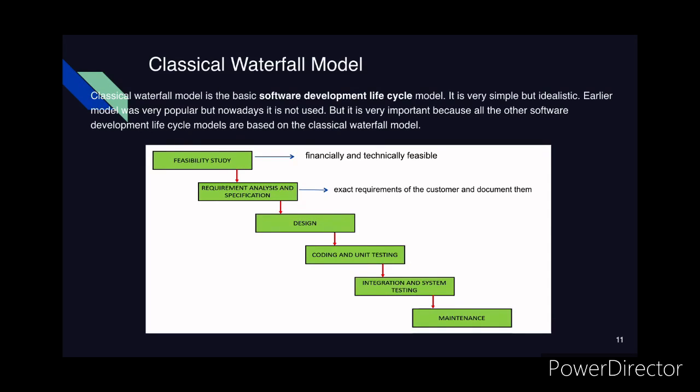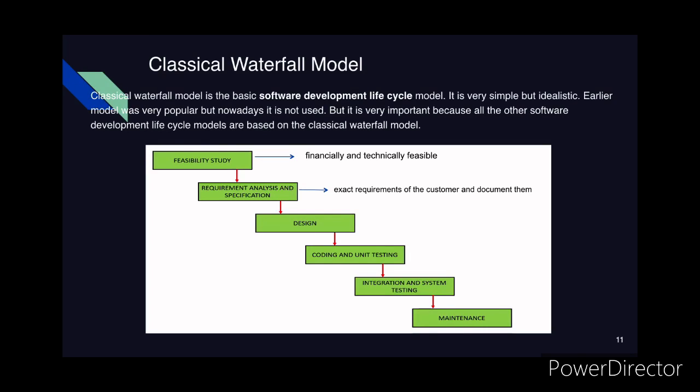Now the third phase is design. The aim of the design phase is to transform the requirements specified in the SRS document into a structure that is suitable for implementation in some programming language. Now the fourth is coding and unit testing. In the coding phase, the software design is translated into source code using any suitable programming language. Now each design module is coded.